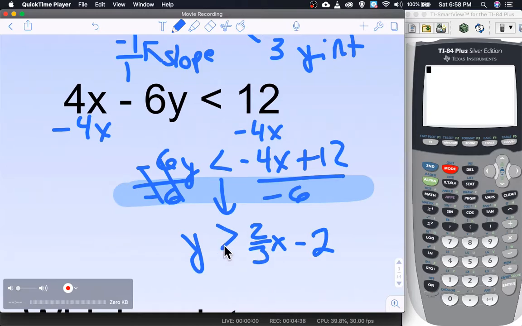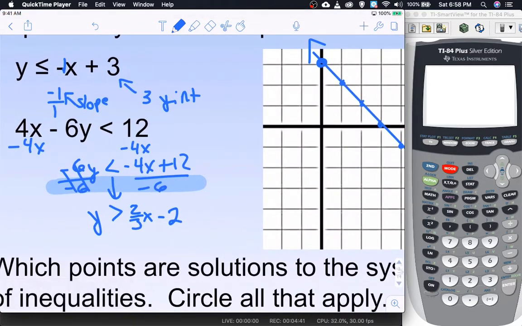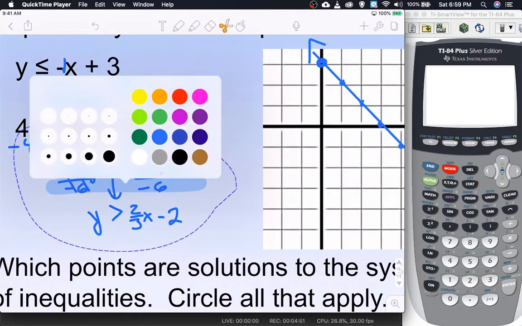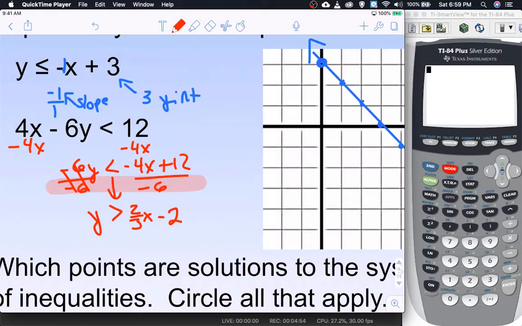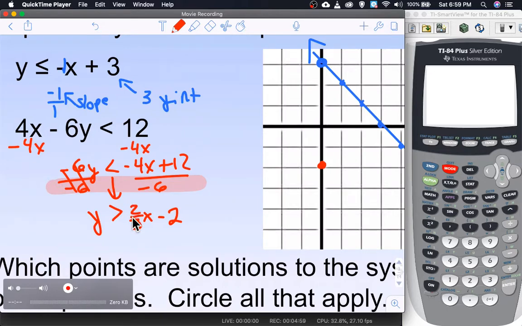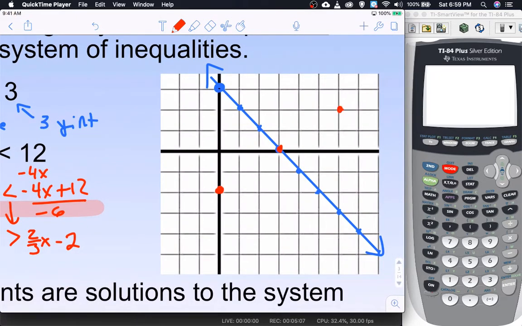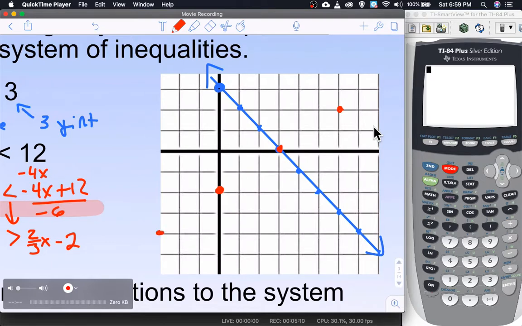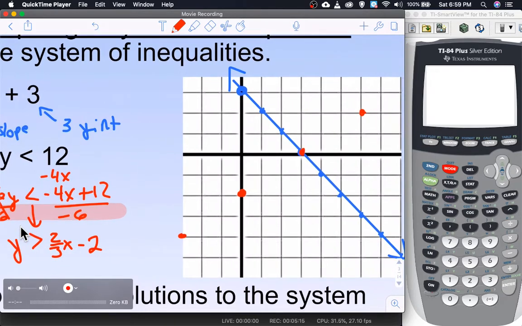So I'm going to have a dotted line that has a y-intercept of -2. Let me change color here. All of this will be red. There we go. So now we have a red line and a blue line. The y-intercept is -2 and the slope is +2/3. That's up 2 over 3, up 2 over 3, up 2 over 3, and down 2 over 3 the wrong way. We do need a dotted line because this is just a greater than.